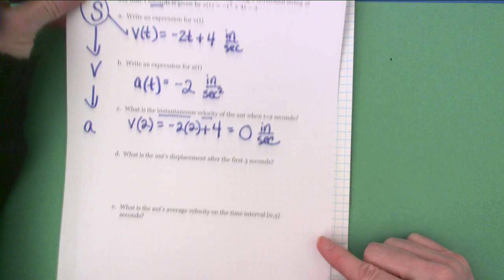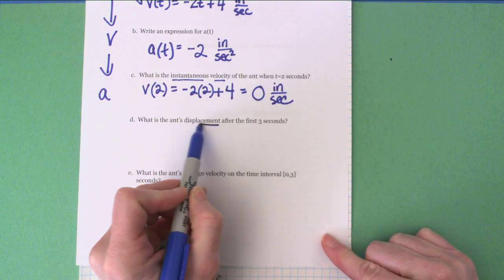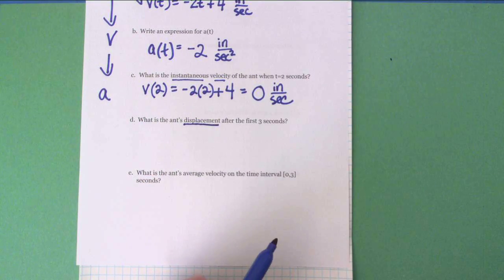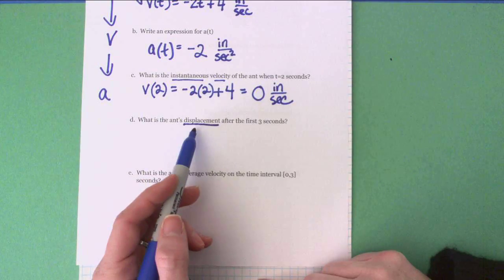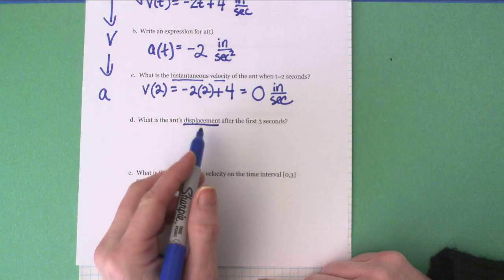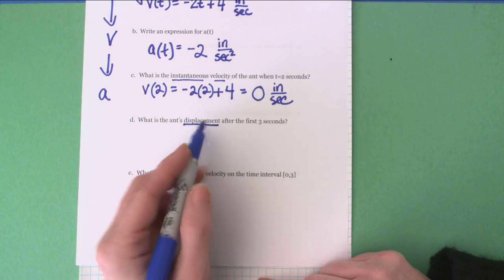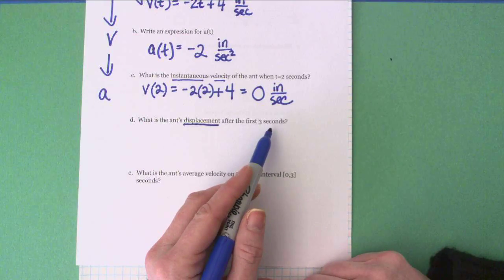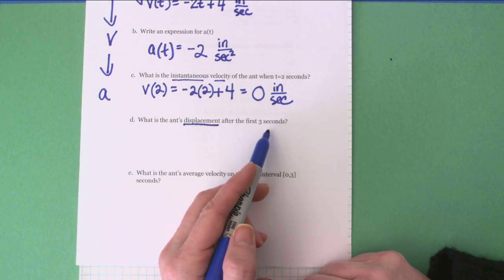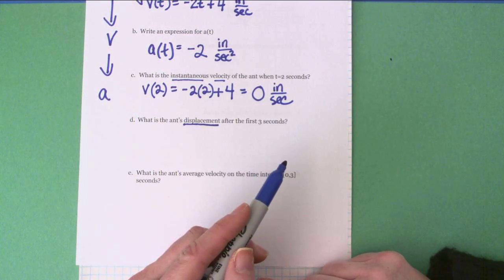Okay, part D, what is the ant's displacement after the first 3 seconds? Displacement is an interesting little concept, and if you don't take physics, it might be a new concept to you. Displacement is just how far you are from where you started. So when it asks, what is the ant's displacement after the first 3 seconds, what it's really asking is, hey, after 3 seconds go by, how far is the ant from where he was at 0 seconds?